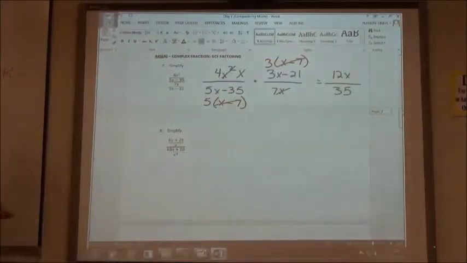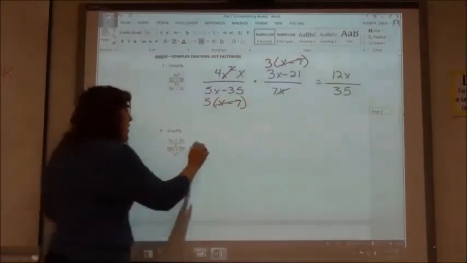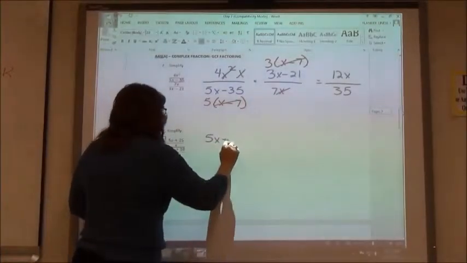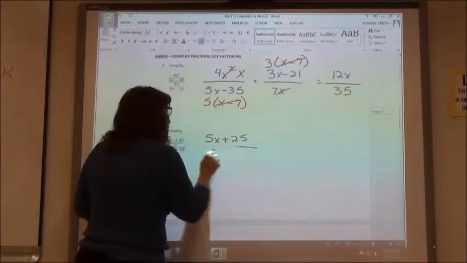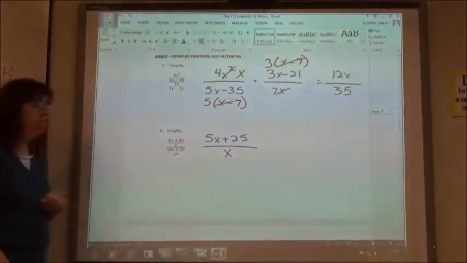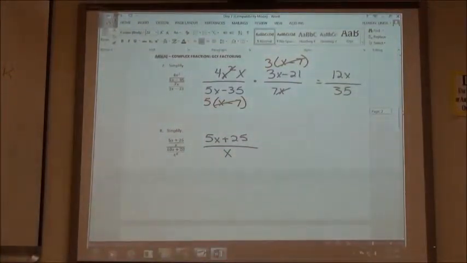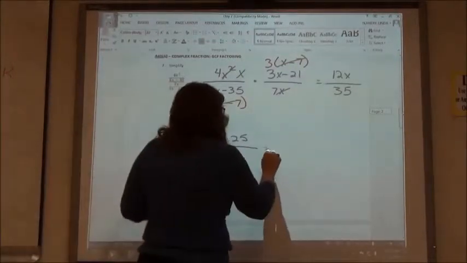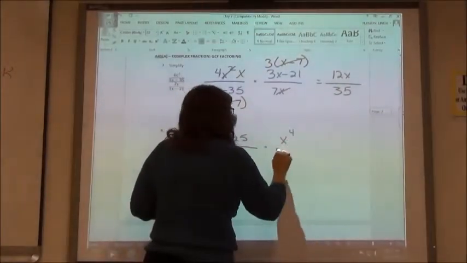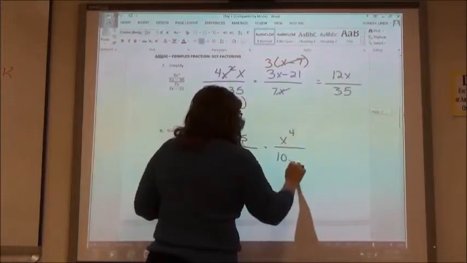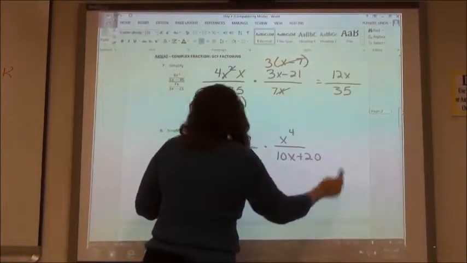So number 8, I'm going to do that one. I'm going to leave the first fraction, 5x plus 25 over x. I got to multiply by the reciprocal of the bottom. So x to the 4th over 10x plus 20.